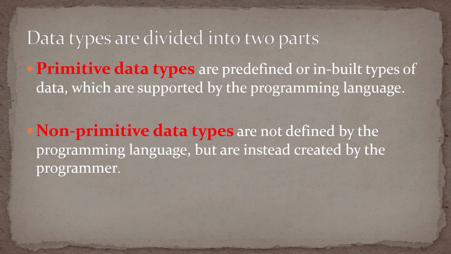Guys, primitive data types are predefined or inbuilt types of data which are supported by a programming language. It is inbuilt in Java. There is no requirement of creating or developing it. Whereas non-primitive data types are not defined by the programming language, but are instead created by the programmer. So non-primitive data types need to be created, whereas primitive data types are by default in Java.